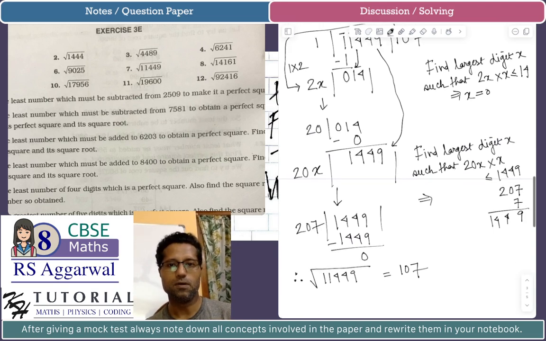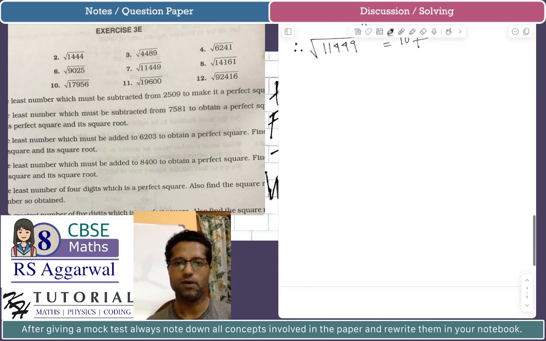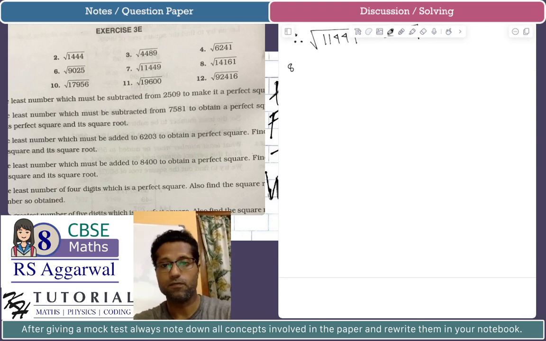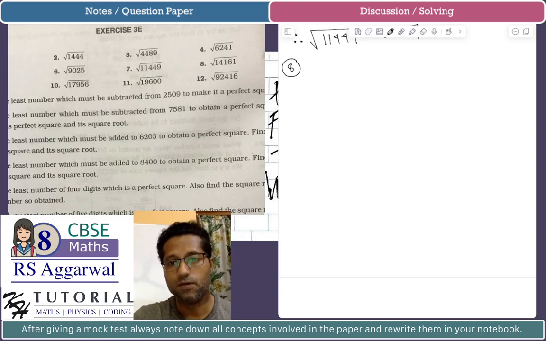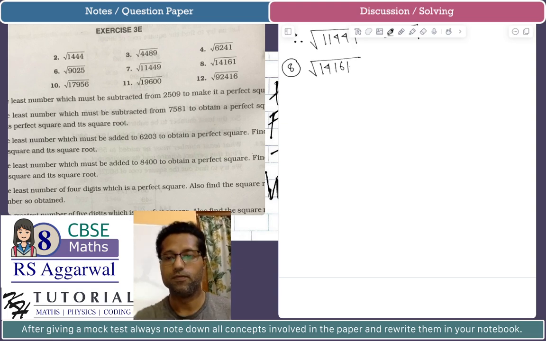Let's do again. Let's also do problem number 8. You have to solve a lot of problems to really get a good hold of the concept of the long division method to find the square root of a perfect square. So we have to find the square root of 14161.